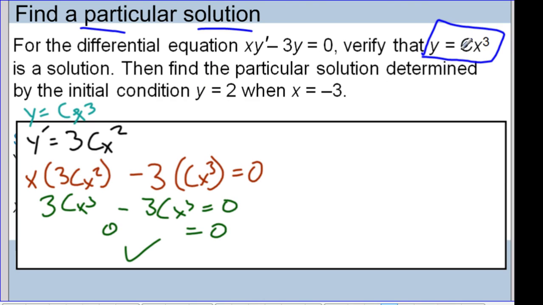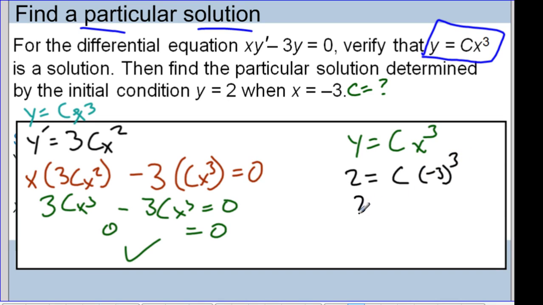So to find a particular solution, if this is the general, that means I have to figure out what c equals. So I have this equation, y equals cx cubed. Let's substitute in 2 for y and negative 3 for x. So I get 2 equals c times negative 3 cubed. So 2 equals negative 27c, and so then your c in this case is going to equal negative 2/27.